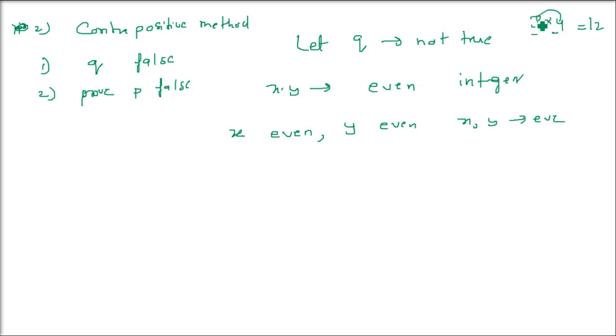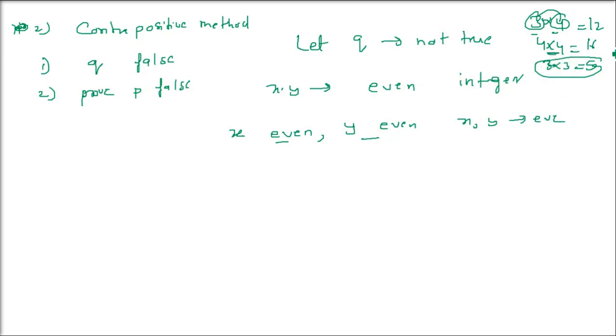3 into 4 is 12. 4 into 3 is also 12. 4 into 4 is 3 into 3. 3 into 3 is odd. So this is not what we are taking. Whenever the result is coming even, that is, either one of them is even or both are even, X is even, Y is even, or both are even.